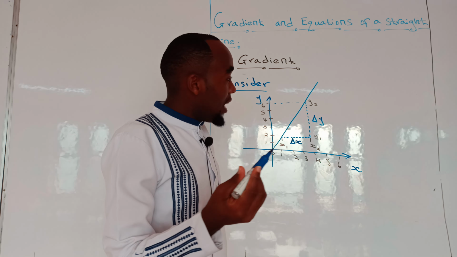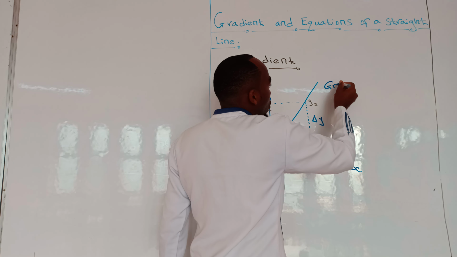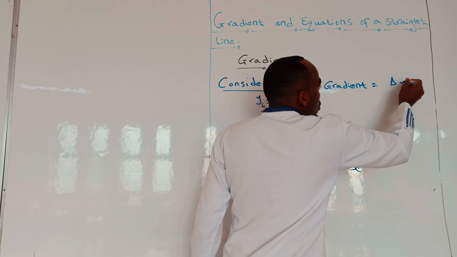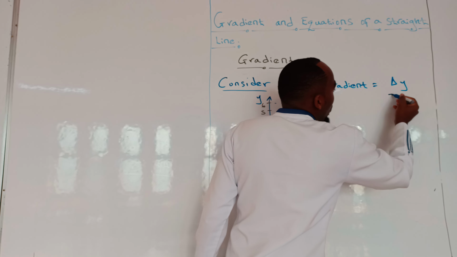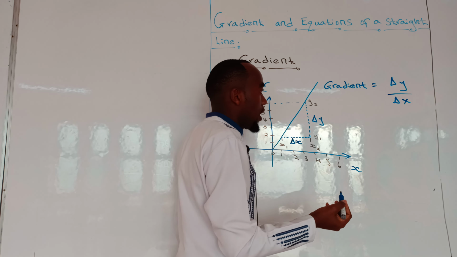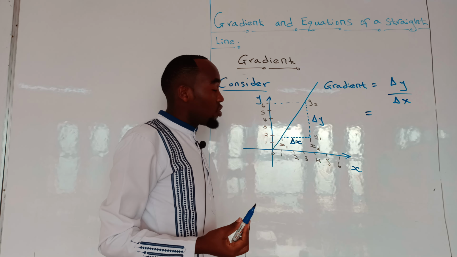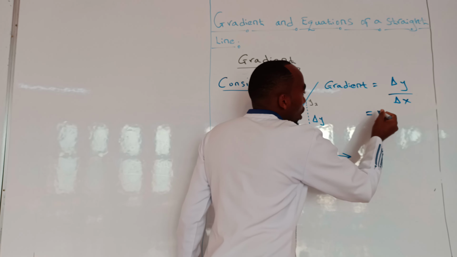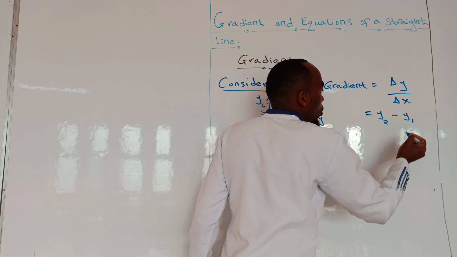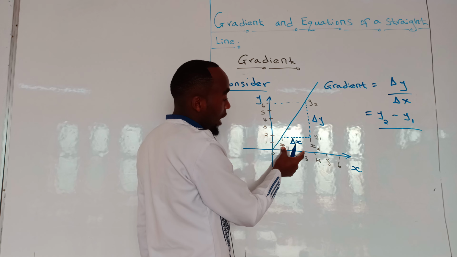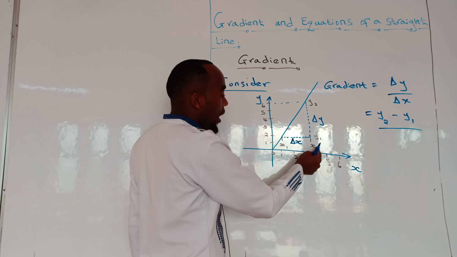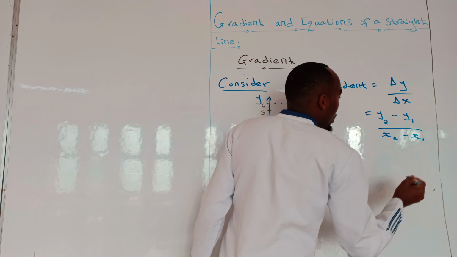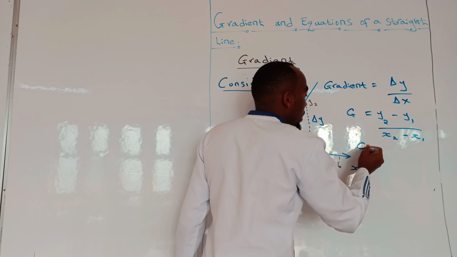How do we find gradient? We normally say that the gradient of a straight line is given by change in y over change in x. Change in y is given by y2 minus y1. Then change in x is given by x2 minus x1. That is what will give us the gradient.